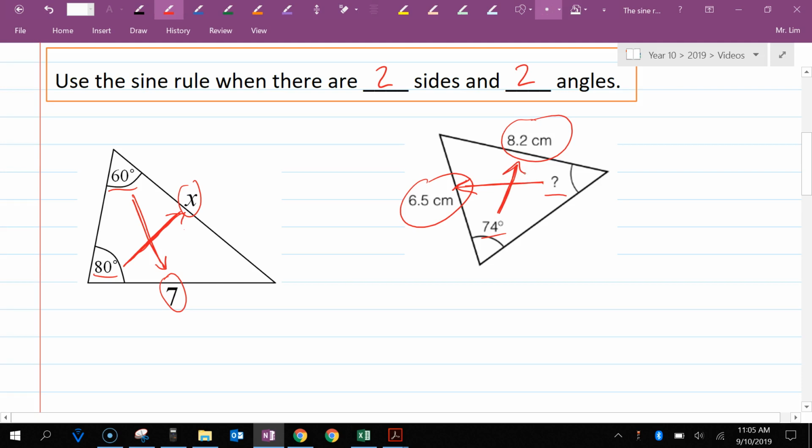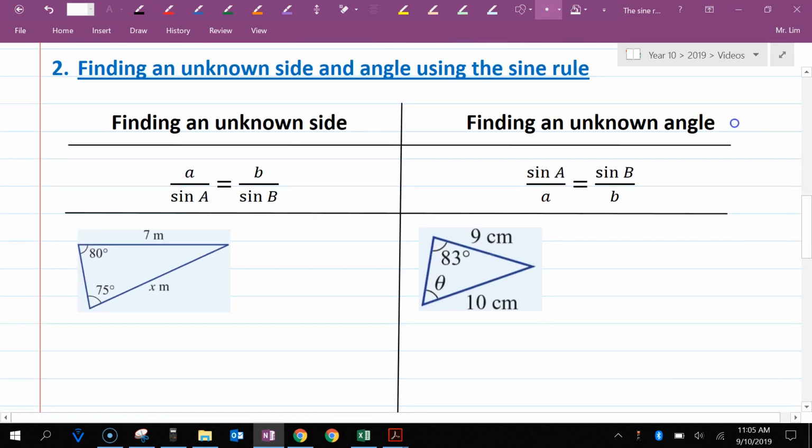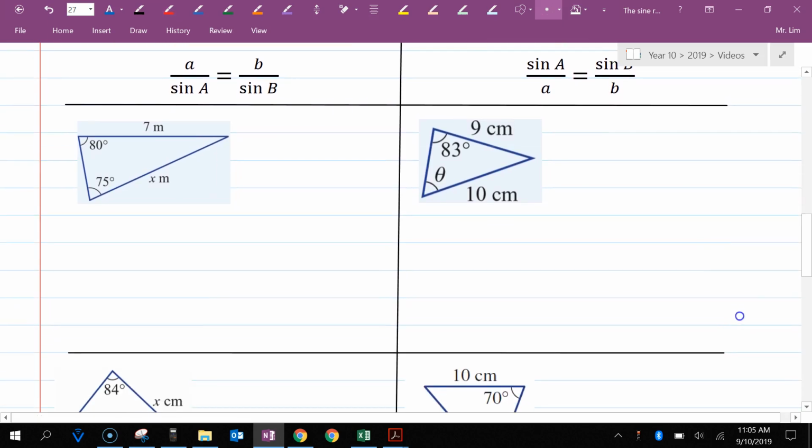So, when finding an unknown side, we have a over sine of capital A is equal to b over sine of capital B. But when we're finding an unknown angle, we just flip it around. We have sine of the angle A over a is equal to sine of the angle B over b. So let's have a look at some examples.